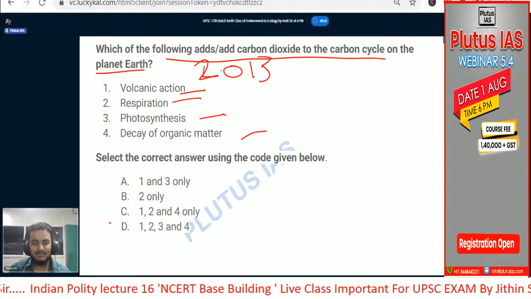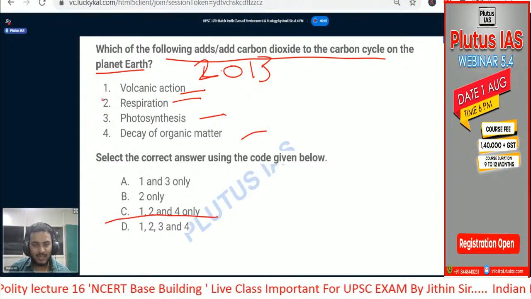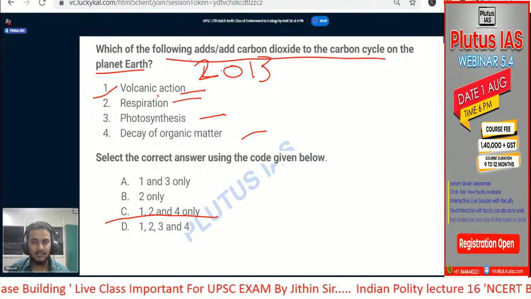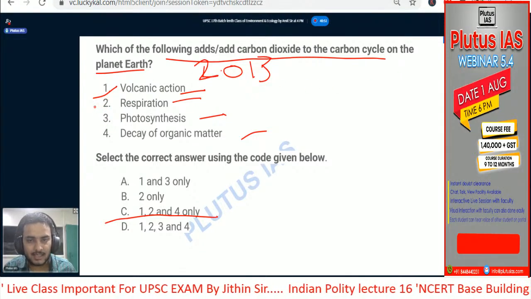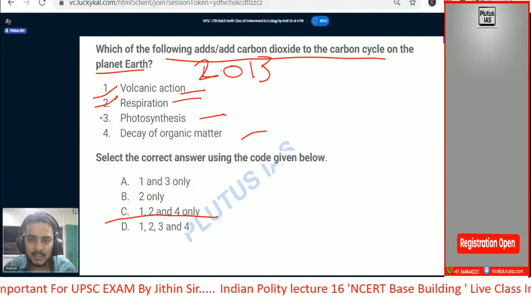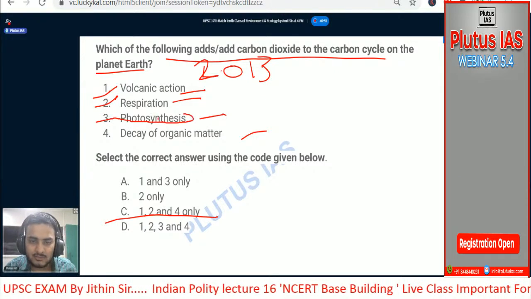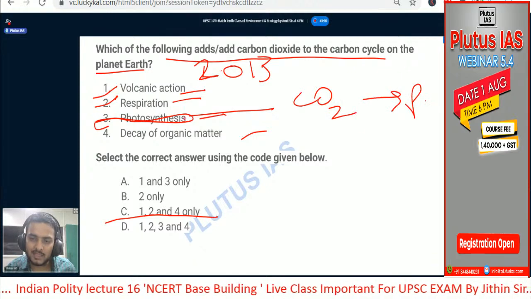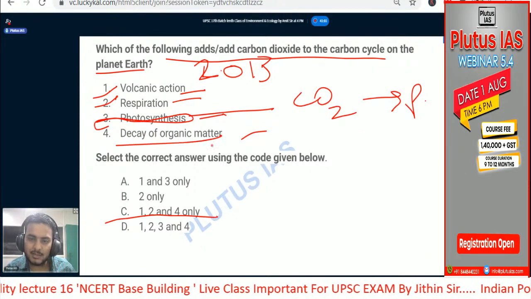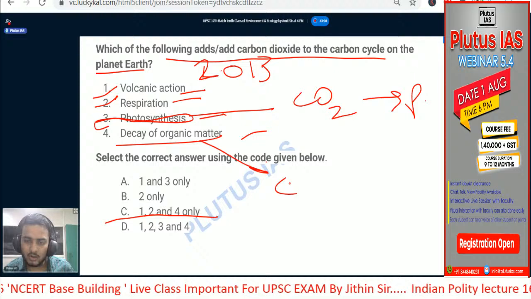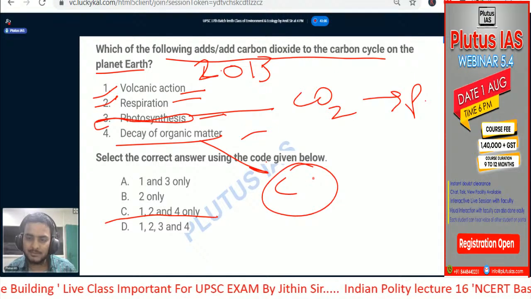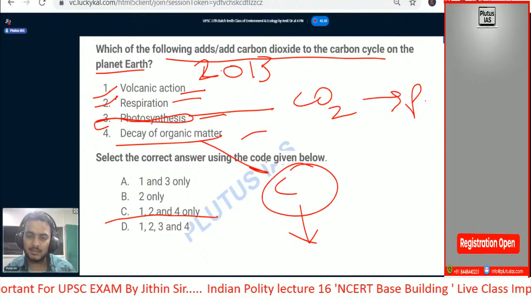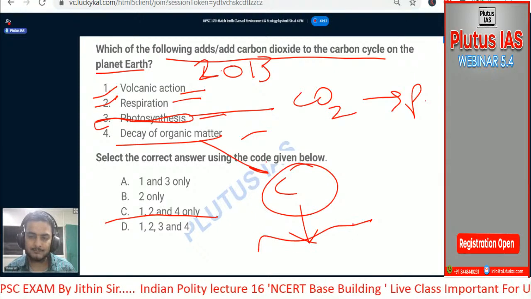So the answer is C. The eruption of volcanoes adds carbon dioxide. Respiration as well adds carbon dioxide. Photosynthesis is actually removal of carbon dioxide from the atmosphere by plants, right? Dead and decaying organic matter also adds CO2 or carbon, because carbon is the basic content of organic matter, which on decay leads to soil.